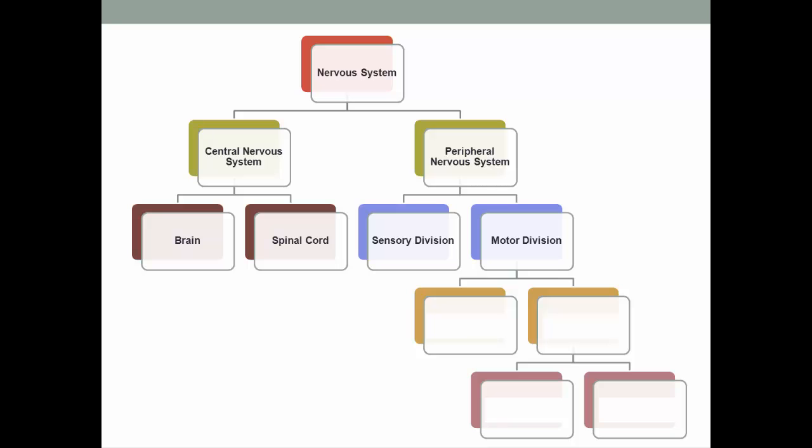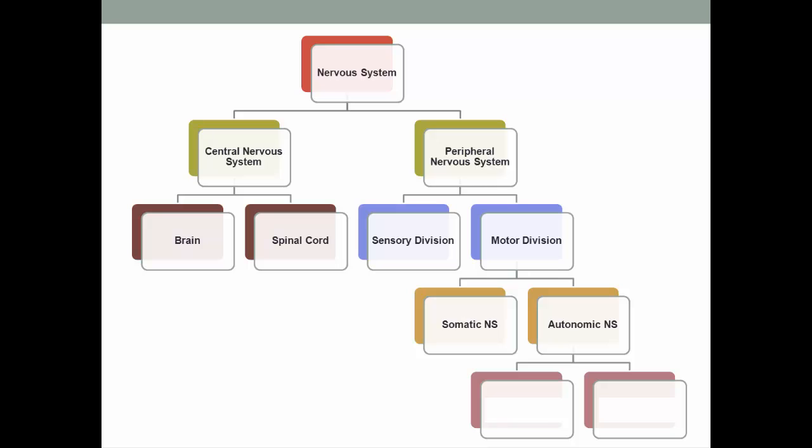The sensory division, of course, brings impulses from the periphery to the central nervous system, whereas the motor division is the opposite: it takes impulses from the central nervous system out to the periphery to cause some kind of effect. Now, the motor division is divided into the somatic nervous system and the autonomic nervous system. The somatic nervous system is the one you looked at last semester in Bio 107, and it takes impulses specifically to the skeletal muscles, whereas the autonomic nervous system takes impulses from the central nervous system out to either cardiac muscle, smooth muscle, or glands.